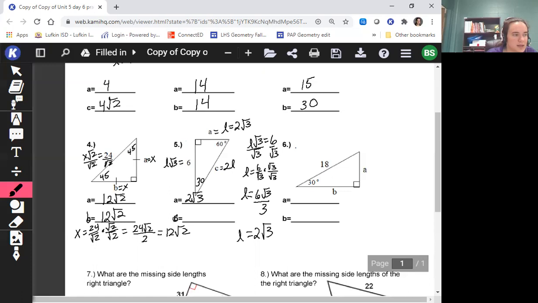And then C is 2L, so we're going to take 2 times 2 square root of 3. Remember, when we have something like this, all we're doing is multiplying the number in front of the radical together. So 2 times 2 is 4, so we have 4 square root of 3 equaling C.